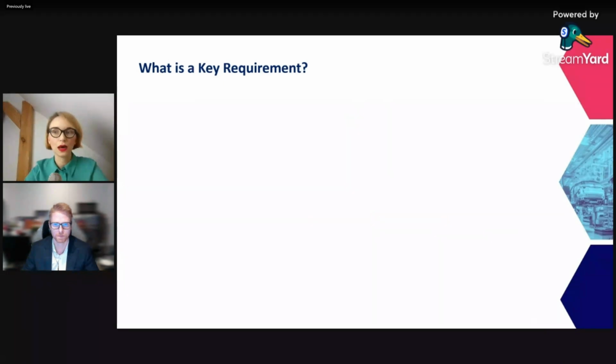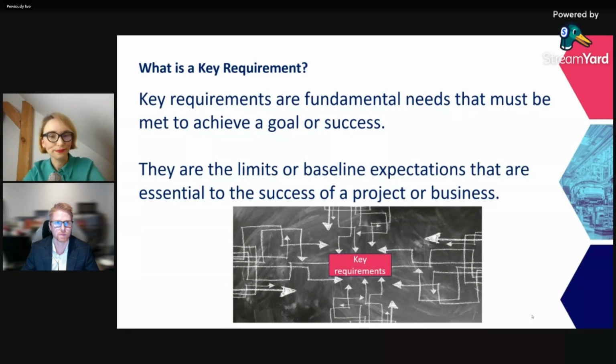What is the key requirement? Maybe you can tell us. By the definition, you can check this on Google or through many texts or a dictionary, but key requirements are fundamental needs that must be met to achieve a goal or a success. So this is the concept of a goal and so on. They are the limits or baseline, your minimum, your maximum of where you can work in terms of expectations that are essential to the success of a project or the business itself.